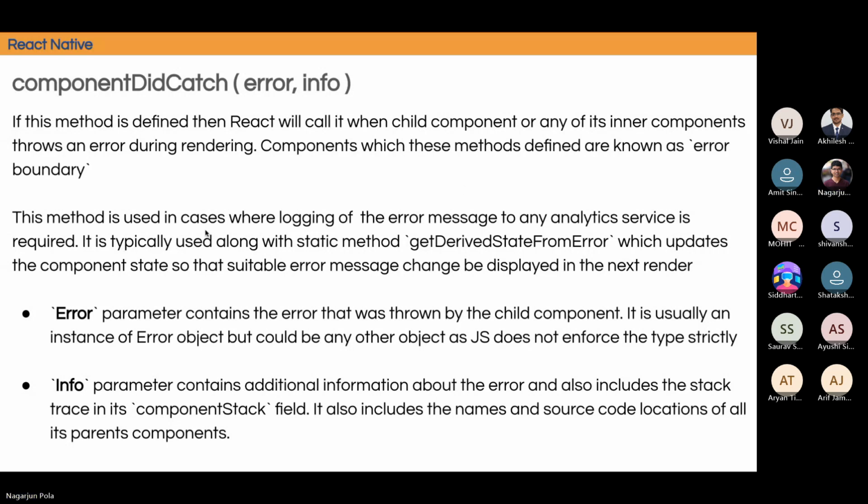And when this method is implemented, it is typically used along with another method called getDerivedStateFromError. When both methods are implemented, that component becomes an error boundary. That means if any child of that component throws an error, the error is caught by the component where these two methods are implemented, and the state of that component can be changed by the getDerivedStateFromError method. This will return the new state. Based on that, you can display some error message on the UI.